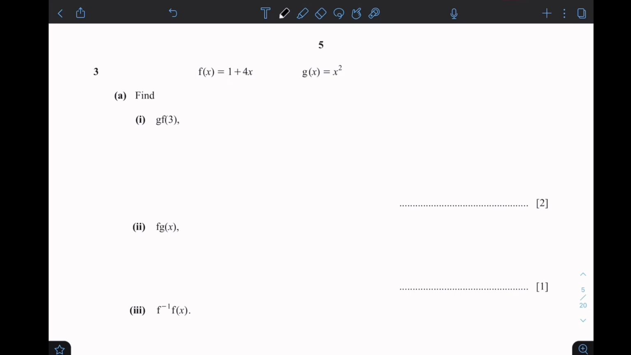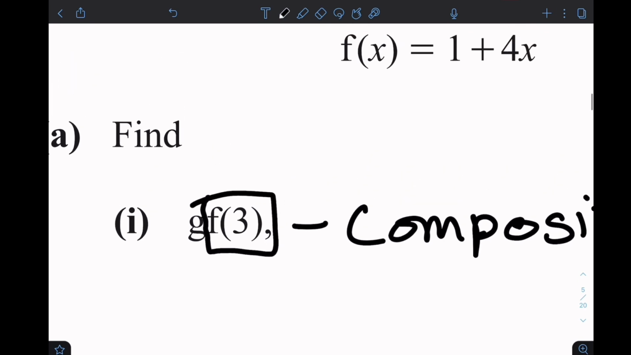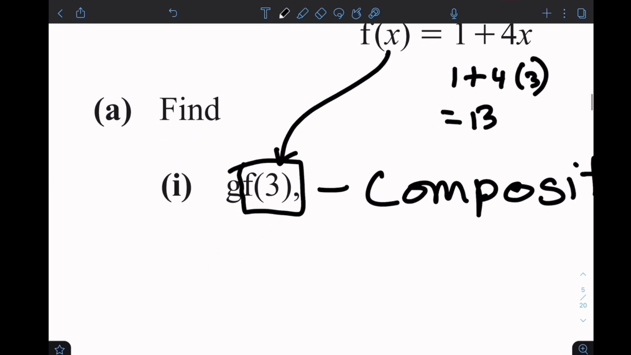So this is a functions question. So here, f of x is equal to 1 plus 4x and g of x is x squared. Now they're saying g of f of 3. So this is composite functions, okay? And in composite functions, what you do is first you do f of 3. So you substitute x for 3. So it will be 1 plus 4 times 3, right? Which is equal to 3 into 4. So that should equal 13, right?